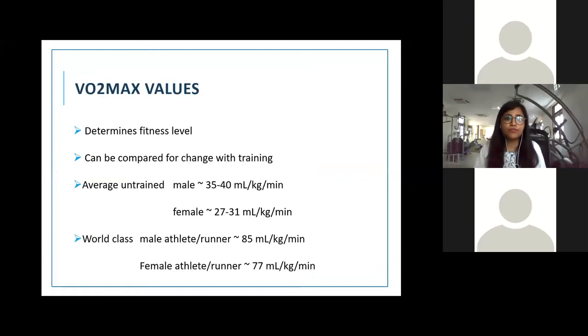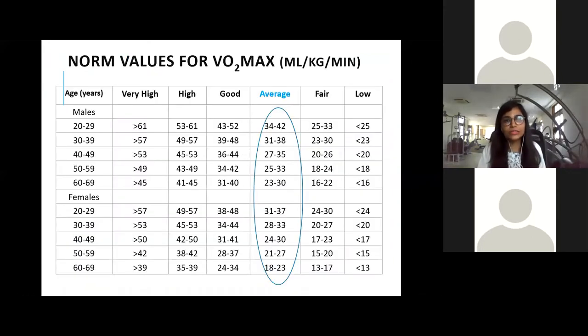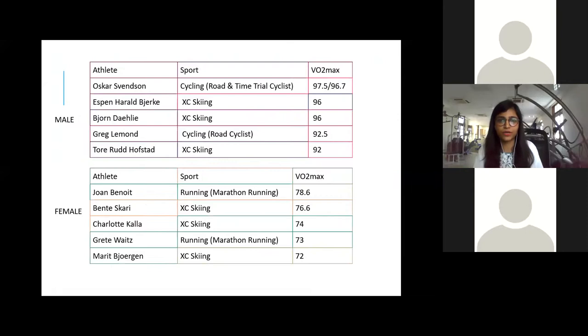Now, VO2 max values determine the aerobic fitness levels, and for an average untrained person, any sedentary male or female, the values range around 35 to 40. While if you see world class athletes, it goes up to 75 and 80 or even 85. So this is the chart, and there is a lot of normative data available depending on the country or the age and other factors that you could refer to, but this is the general chart which I have put for your reference. So for any sedentary person, the values will be lying somewhere here.